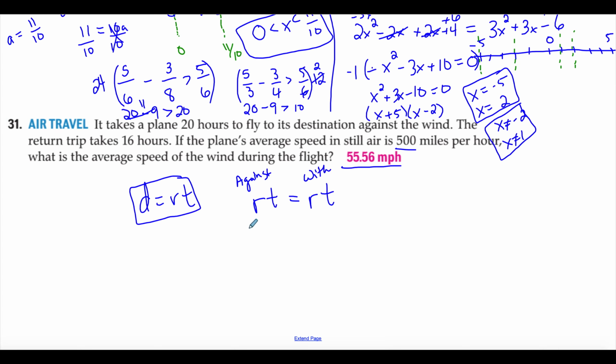All right, so if we're flying against the wind, it's going to subtract that wind speed. So we have 500 minus x. So that's going to be the rate going against the wind, and times the time, which is 20 hours. Okay, so that's the left side. And then the right side, we're going to have 500 plus x. And that's the rate going with the wind, because the wind's going to push on us and speed us up. And we have 16 hours. So this is how you set this one up. Pretty straightforward. Just distribute to 16, distribute to 20, and then solve, and you'll get 55.6.